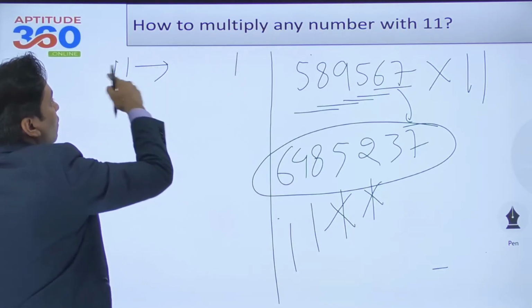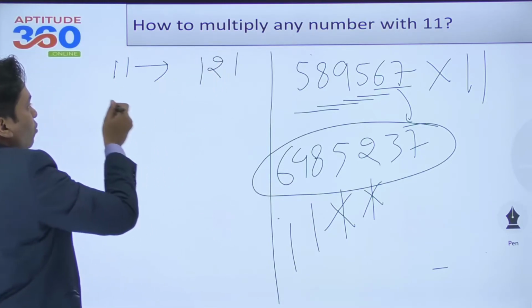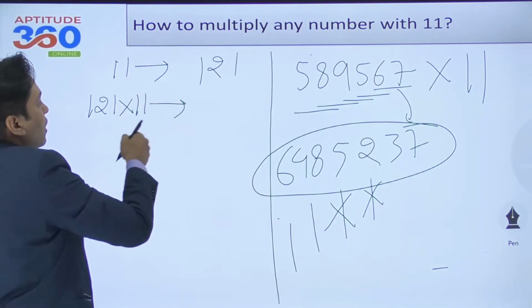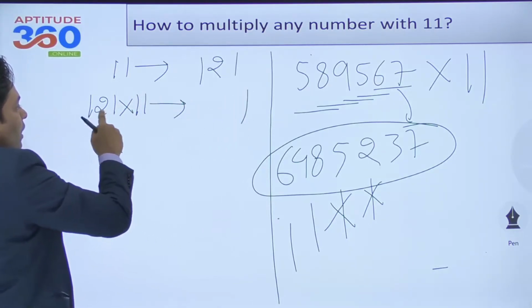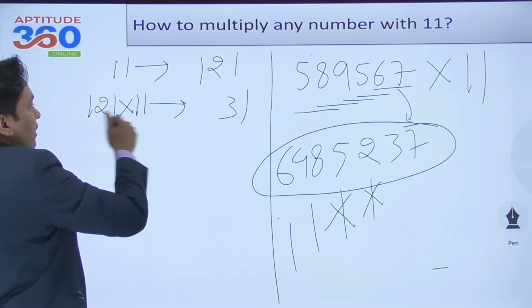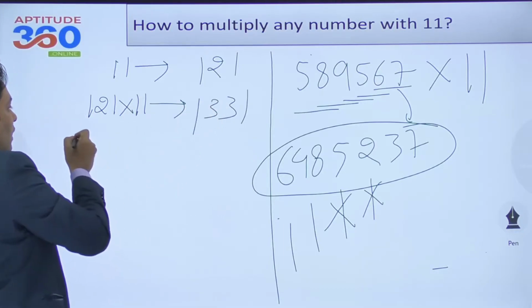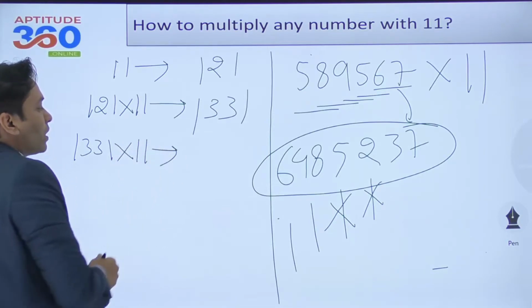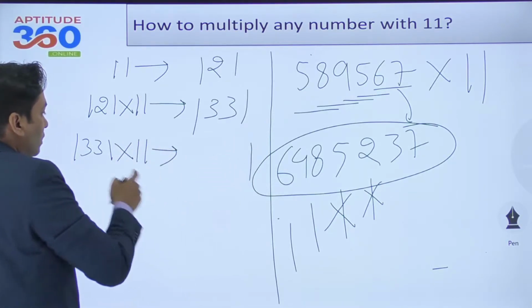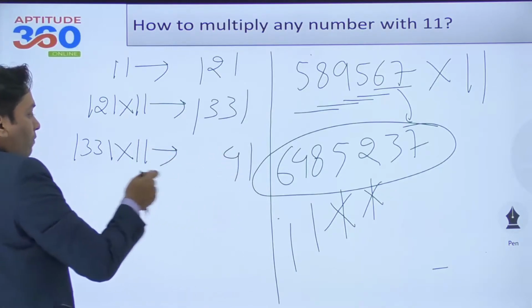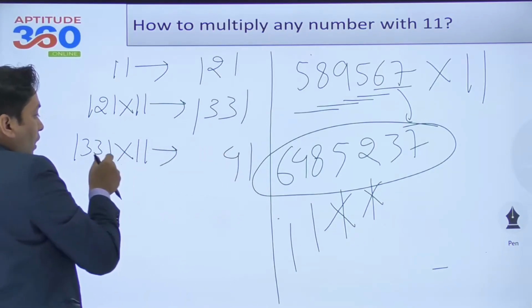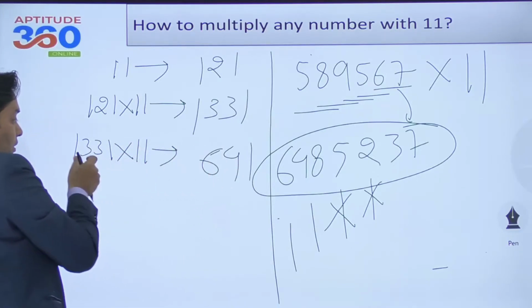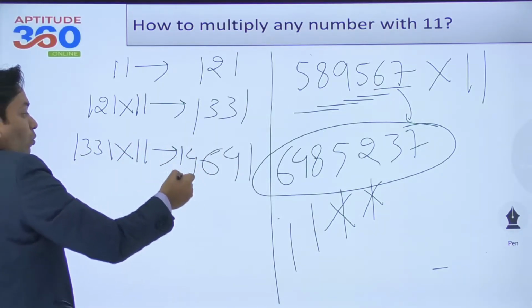So 1, plus 2, and then 1. Is that okay? If I multiply 121 with 11, now understand this. This is 1, 2 plus 1 is 3, and then 2 plus 1 is 3, and then 1. Now if you multiply 1331 with 11, what is this number going to look like? This number will be 1. Now this is 3 plus 4, 3 plus 1, and 3 plus 3 is 6, and then again 3 plus 1, 4, and then 1.